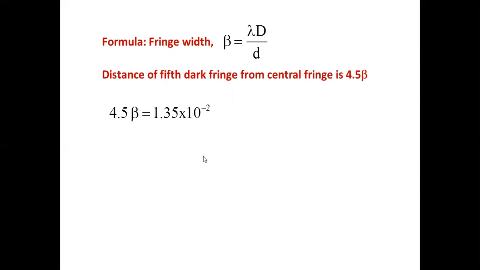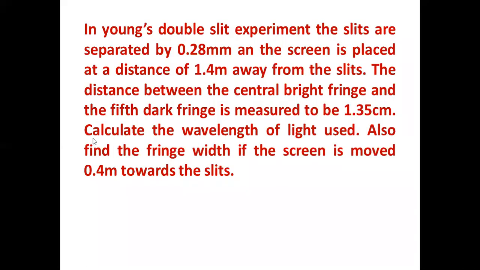What is beta? Beta is equal to lambda D by d. Beta is equal to 1.35 centimeter by 4.5, and that is equal to 0.3 into 10 to the power minus 2 meters. 0.3 centimeter, that is beta. Now, what is their question? Their question is to find out the wavelength of light used. First question.